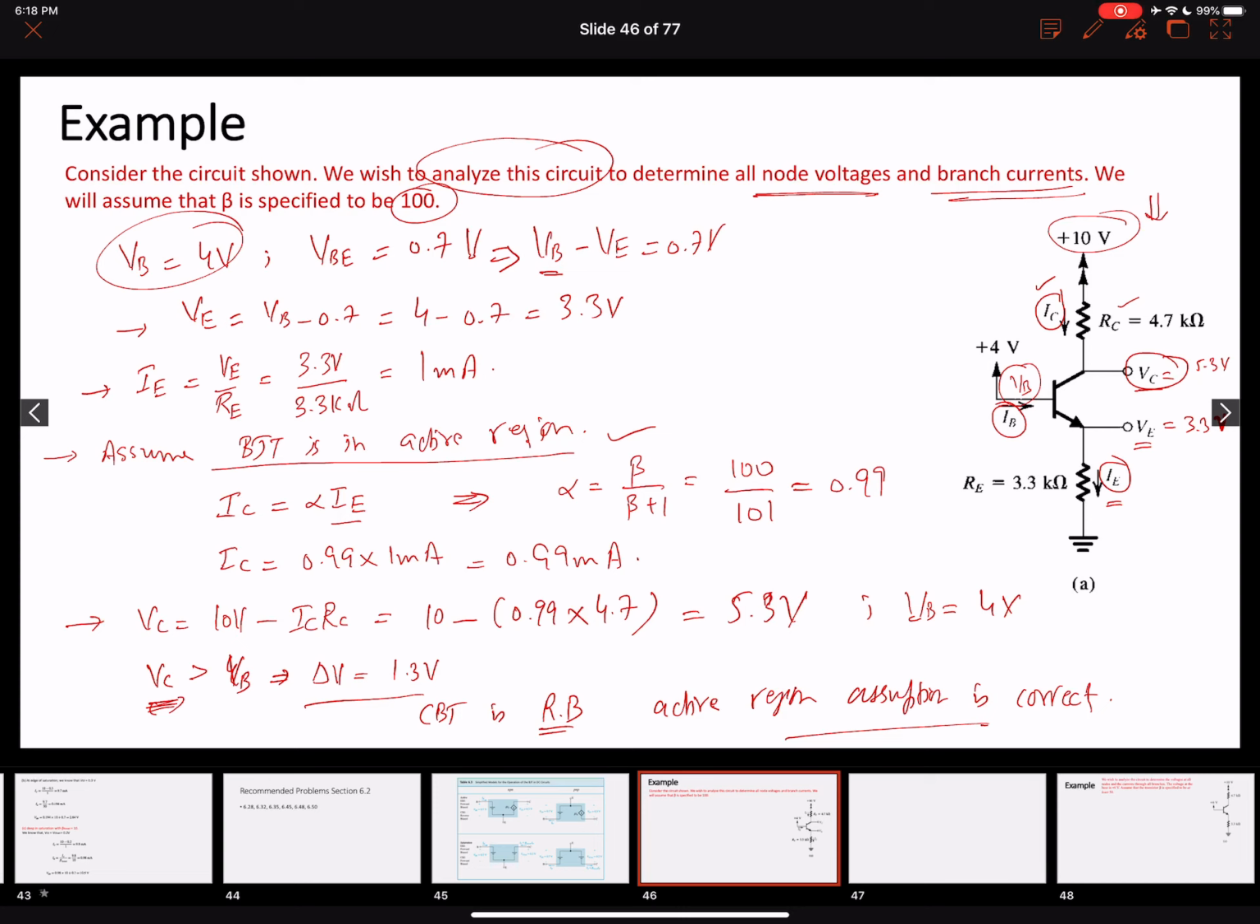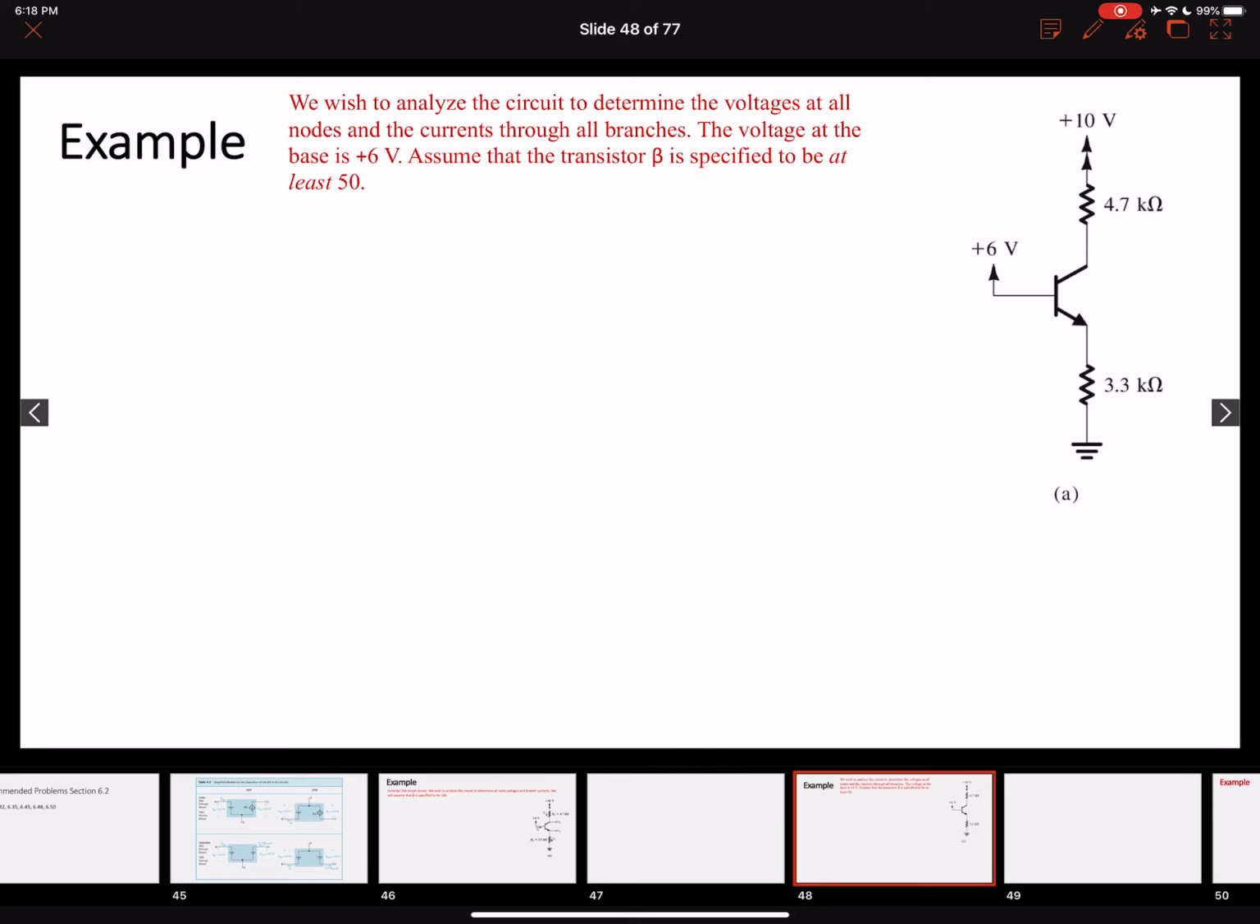All right, so now let's do another example here. In this example, again we want to solve the circuit. We want to find out the value of the collector voltage, the emitter voltage, the emitter current, the collector current, the base current. This is the base voltage. And we know that the value of VBE is 0.7 volts again.